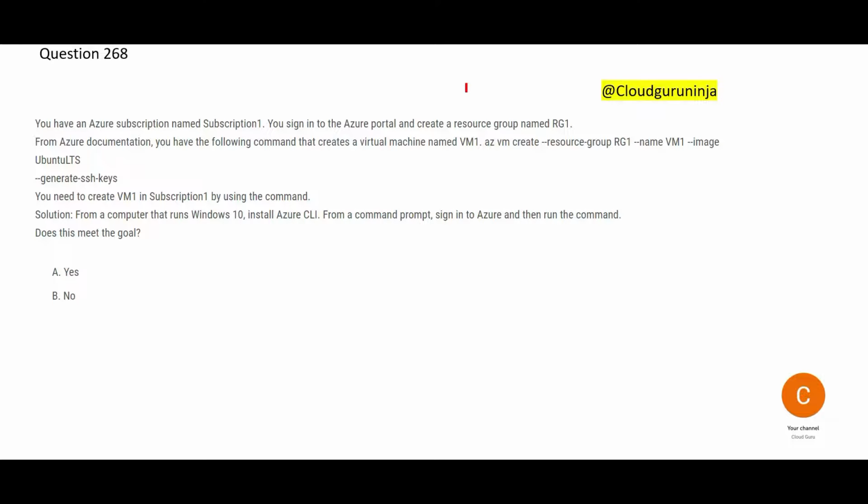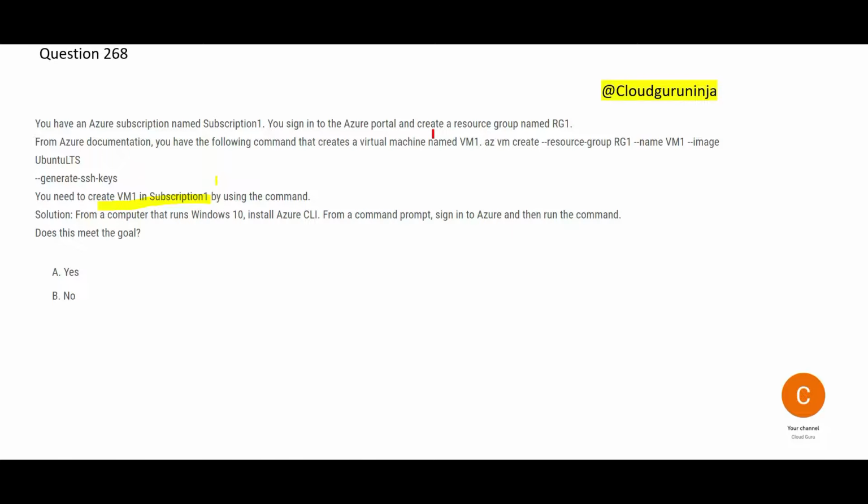Now let us look at this next question here. See, in a nutshell, what you want is to create a virtual machine in a subscription. Simple. Just read this line. This is all you want. You want to use a specific command and do it.